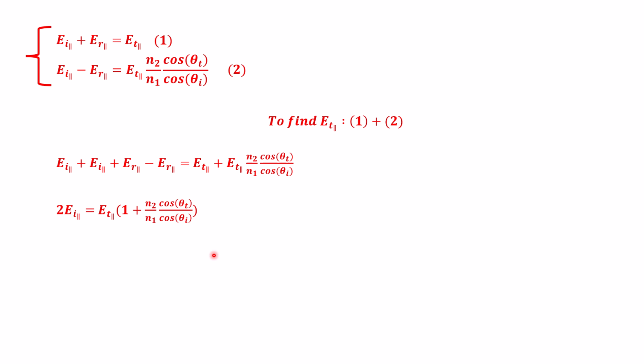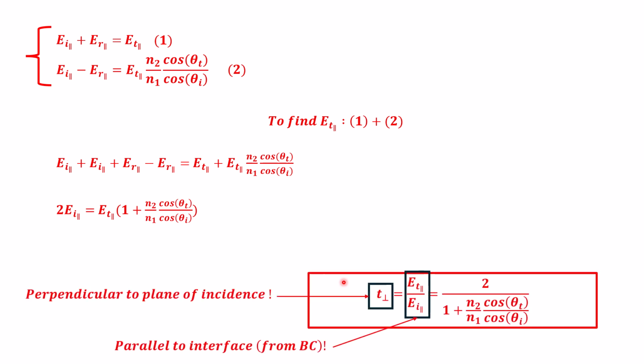And so the transmission coefficient for the S polarization is actually the ratio of the transmitted electric field over the incident electric field. So now that we have this, we can rearrange all the terms in order to find the transmission coefficient for S polarization, which is annotated by T perpendicular. So it's important to make the clarification that it is S polarization because it's perpendicular to the plane of incidence. So this is why it's T perpendicular, which is equal to the ratio of the transmitted over the incident electric field, and we get this final expression.